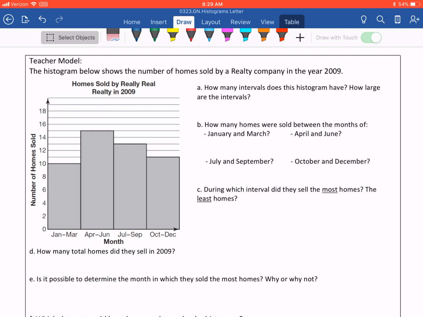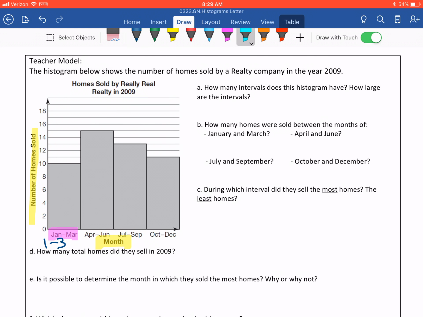So notice here we have number of homes sold on the vertical axis and the months on the bottom. And in our first interval here, this says January through March. You can just think of this as the first through third months, so like 1 through 3. Because January, February, and March are the first 3 months of the year.